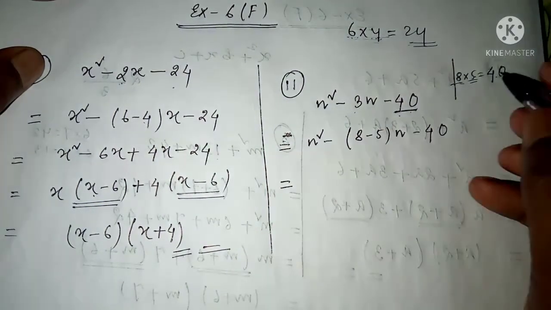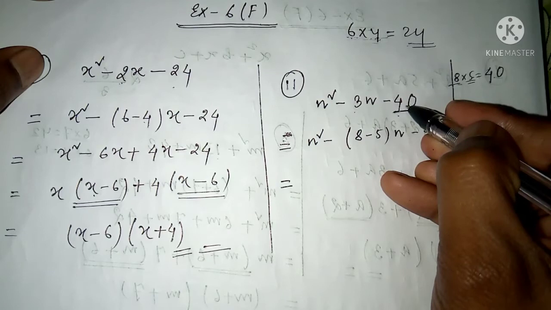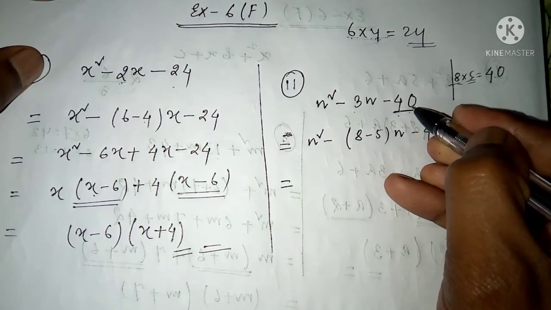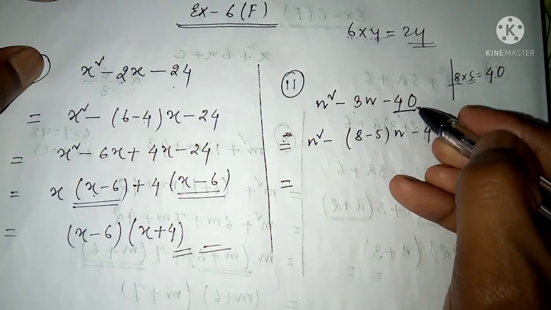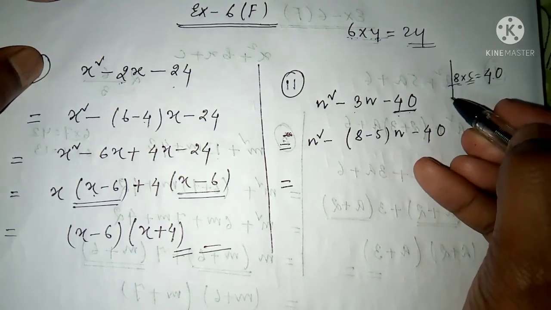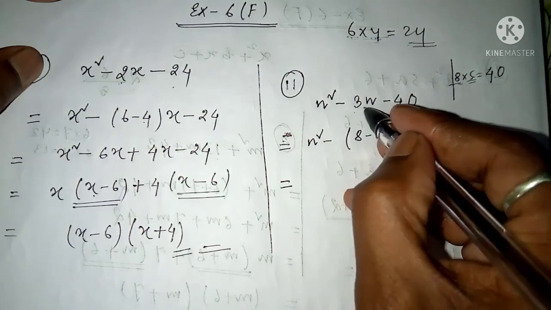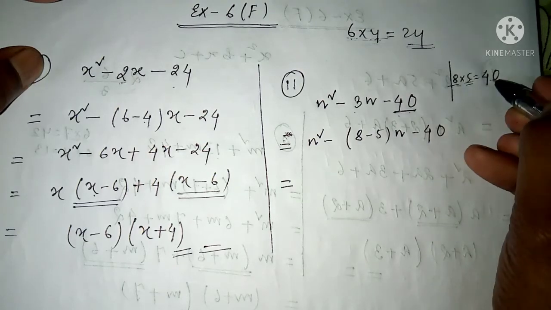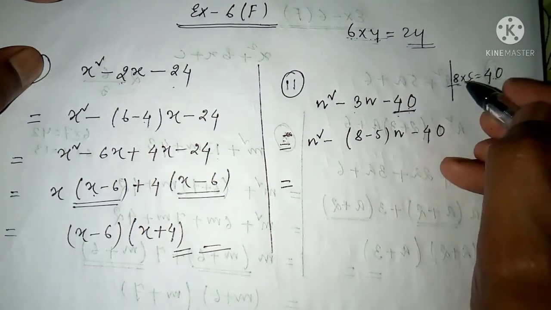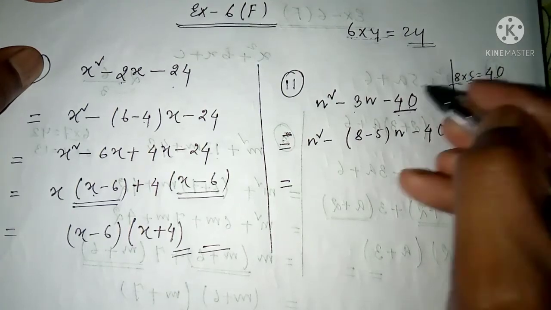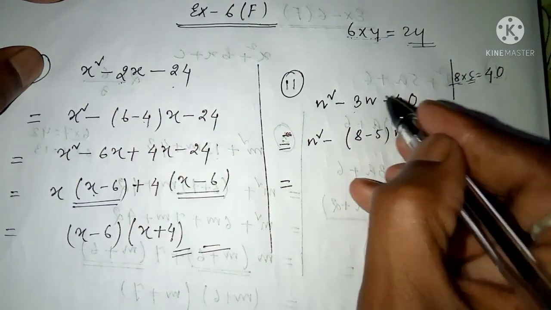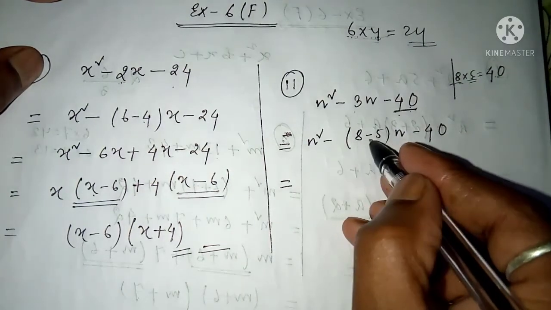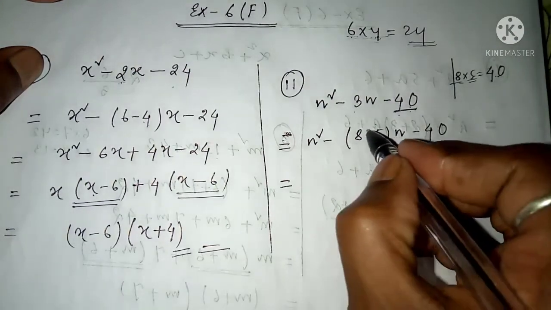I am repeating this one again. Our third term is 40, so I need to find the factors of 40. And I need to choose such factors that when I add or subtract these two factors, it gives me the middle term. Then I have chosen here 8 and 5. 8 into 5 is 40, so one condition is satisfied. Now 8 minus 5 is 3, and I need 3 as the middle term. That means both the conditions are satisfied, so that's why I have chosen 8 and 5. Then 8 minus 5 gives me 3.